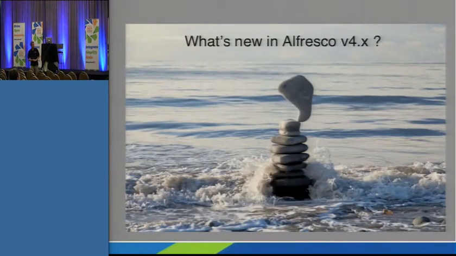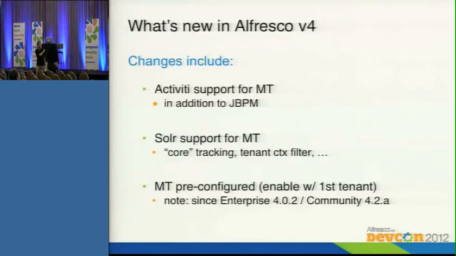So what's new in Alfresco 4? As I just mentioned, Activiti now supports multi-tenancy in addition to JBPM previously, and that's the default option. And now one can use the Solr option as well. For Solr, the way it hooks into Alfresco, we have to be able to track those tenants. If you're interested, come find me, I can explain that a little bit more. But effectively, when you're querying the Solr servers, we have to be able to pass that tenant context through the query, equally when we're indexing. So it works both ways.